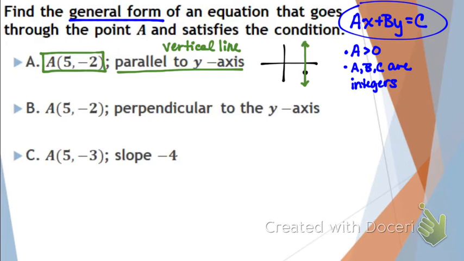So what's the only axis that it's going to touch then? X, which means I only have X in my equation. If it's a vertical line, I'm only going to have X in that equation. So X is equal to, where is it going to go through the x-axis? At 5, the x part of this ordered pair. So X equals 5 would be my equation, and I'm done.